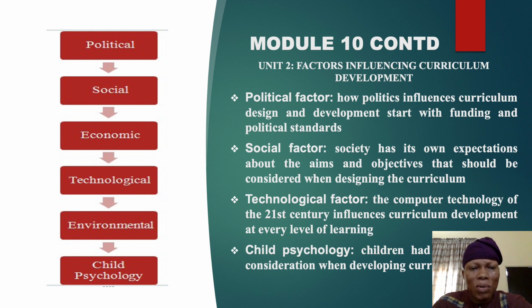The other one is social factor. As already explained, society has its own expectations about the aims and objectives that should be considered when designing the curriculum. It also has a perception of what the product of the school system should look like. It is therefore necessary for curriculum designers to take into account this societal consideration. Take for instance, subjects like gender education and political economy have proved difficult to be included in the curriculum because of the resistance from some religious group.